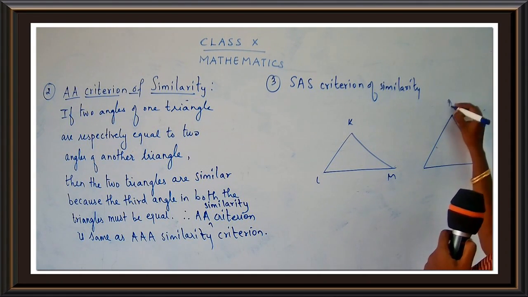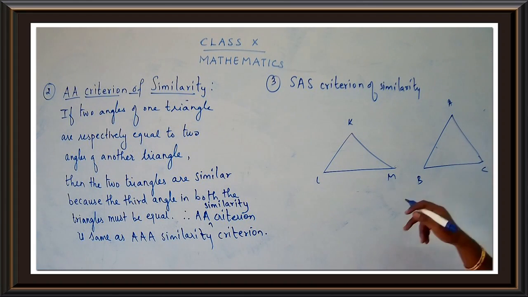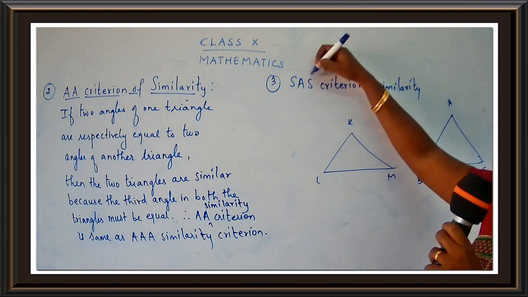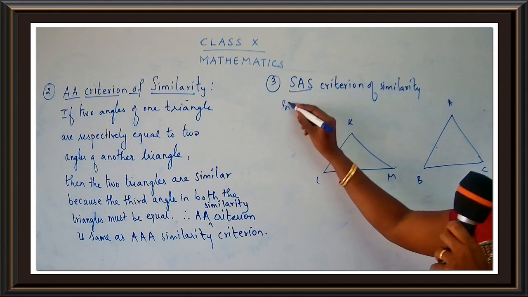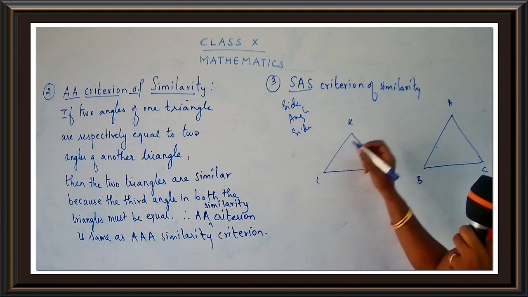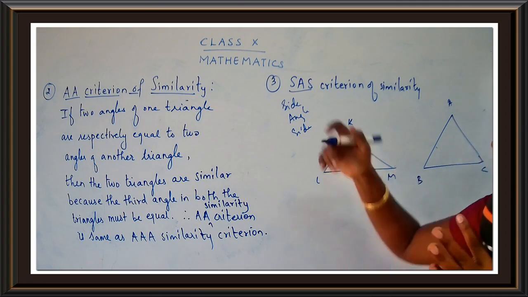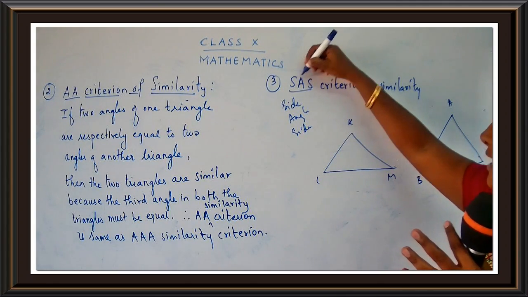Okay, children, just listen over here. KLM and ABC. Now SAS, that means side, angle, side. So what is the full form of SAS? Side, angle, side criterion. So side, angle, side. And how is the angle? The angle is between SAS. That means the angle is present between the two sides.